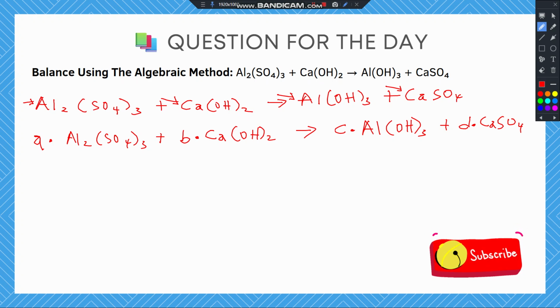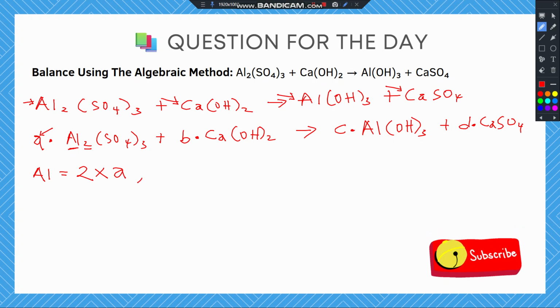So the next thing to do is to form equations for each and every element or polyatomic ion that we have in this equation. So the first element we have is the element aluminium. Now aluminium appears here on the left hand side of this equation. It has a subscript of 2 and the coefficient is represented by the letter A. So that tells us that on the left hand side, the number of atoms of aluminium we have is 2 multiplied by the letter A.